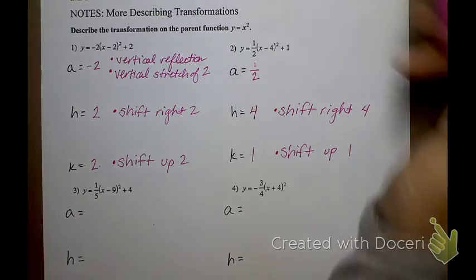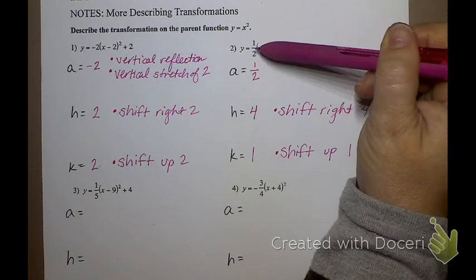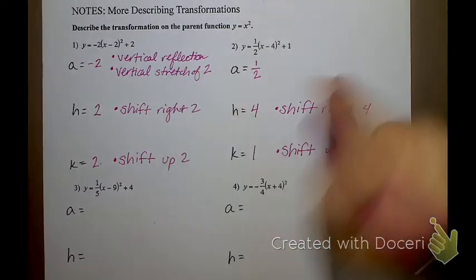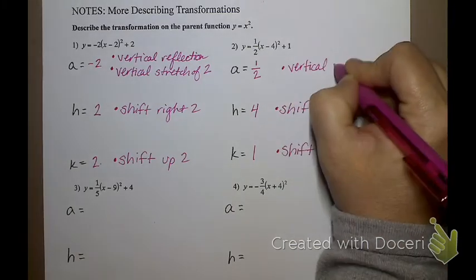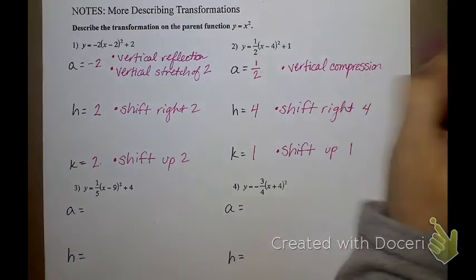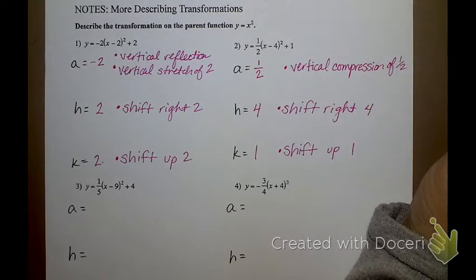But here's what I need to think about. Is 1/2 less than 1? Yes. That means I do not have a vertical stretch. I have a vertical compression of 1/2. Means it's being squished instead of stretched. That's the only difference between today and yesterday.